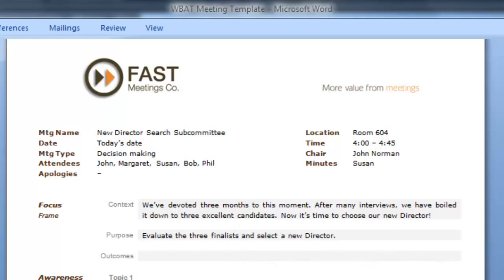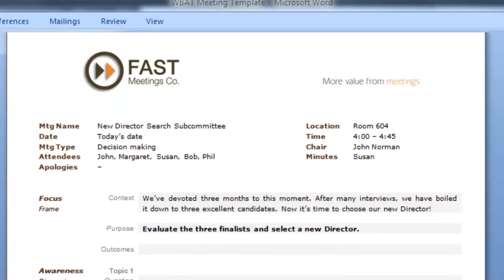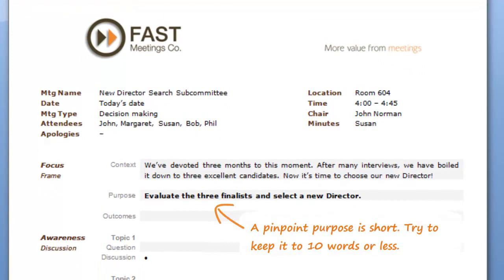Purpose should contain a single clear sentence that precisely and concisely defines the intention of the meeting. Why are you holding this meeting? Write a pinpoint purpose using clear, precise language that helps focus on what's important. Train yourself to write concisely by keeping your pinpoint purpose to 10 words or less.